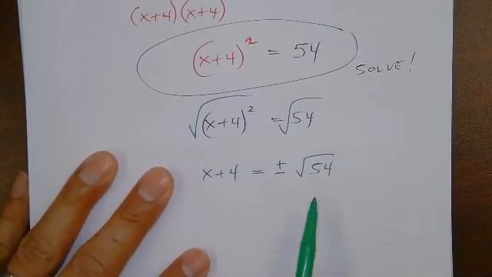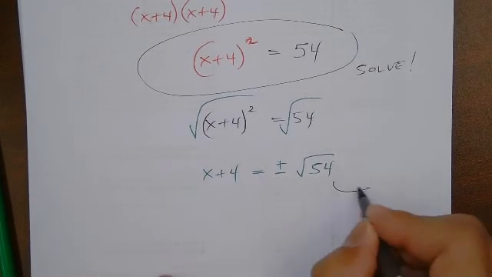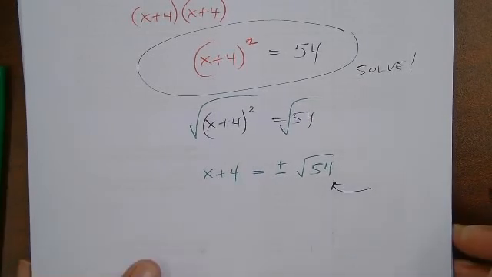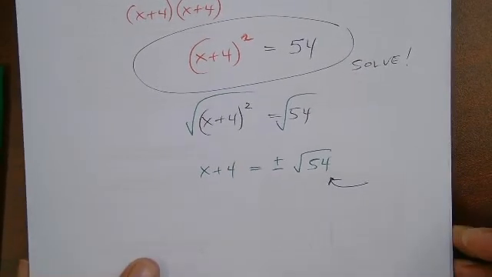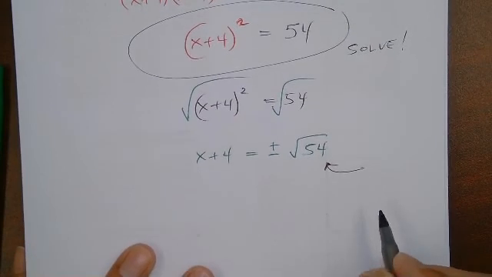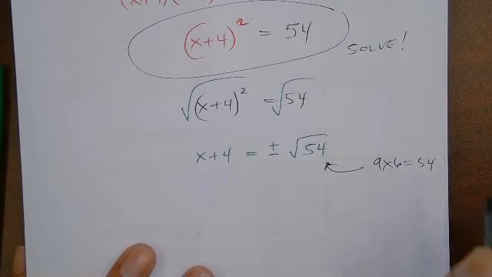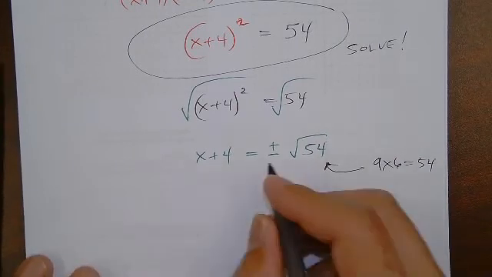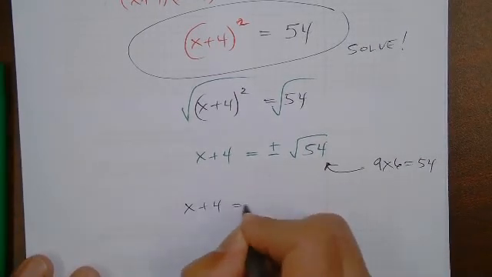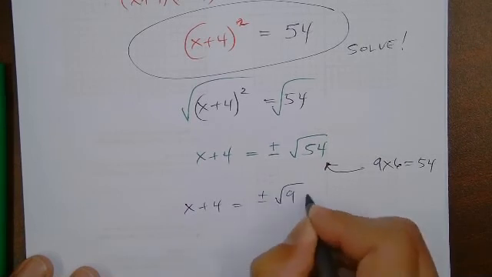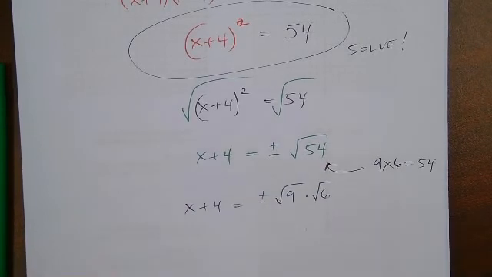Is 54 a perfect square number? No, it's not. It's not a perfect square number. But you can simplify 54. Anybody know how to simplify 54? You don't know times tables? 9 times 6 is 54. Oh, yeah. So that's going to be, leave this still, x plus 4 equals plus minus the square root of 9 times 6.